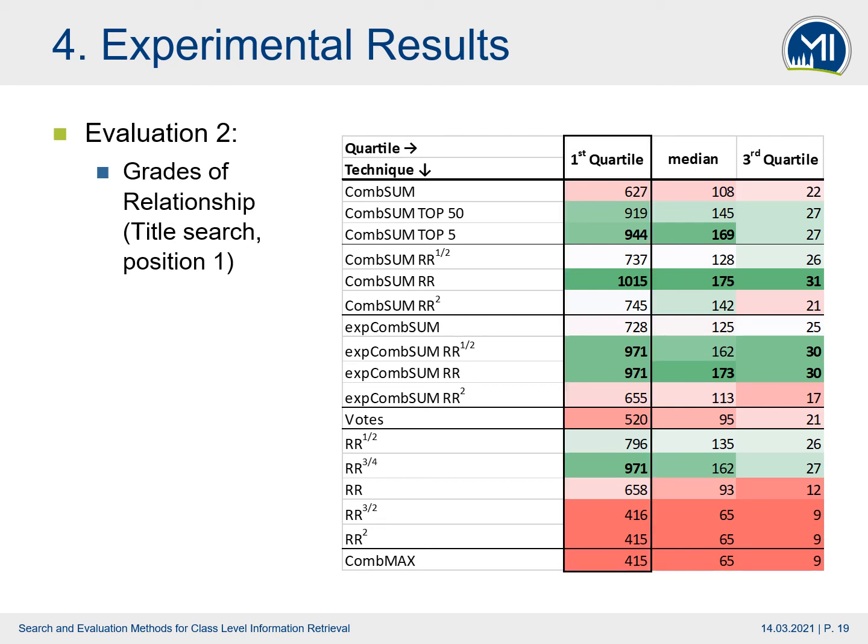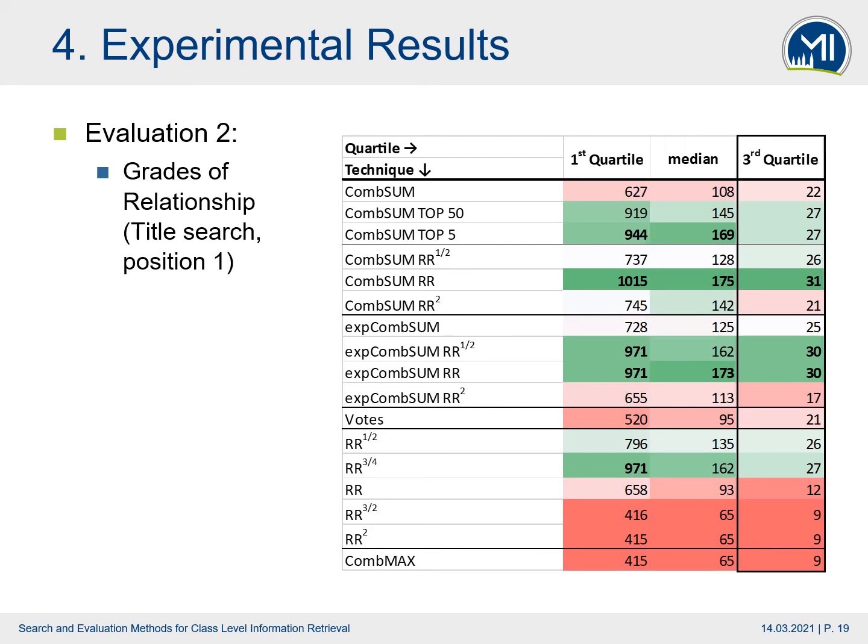The first quartile shows the minimum grade of relationship for the top 25% of the ranked journals. The median indicates the grade for 50%. 75% of the journals have a grade equal or better than the figure shown in the third quartile. Again, our newly introduced techniques show very good results. CumSum RR, exponential variant of CumSum RR, and RR powered by 3/4.